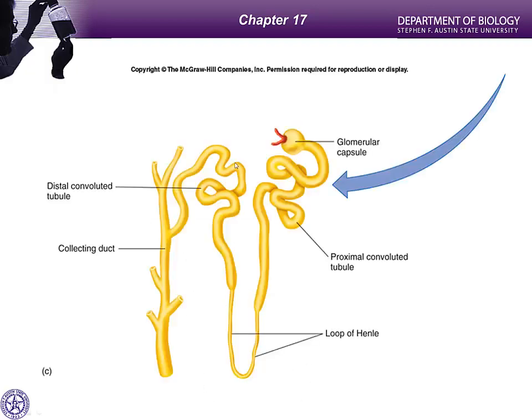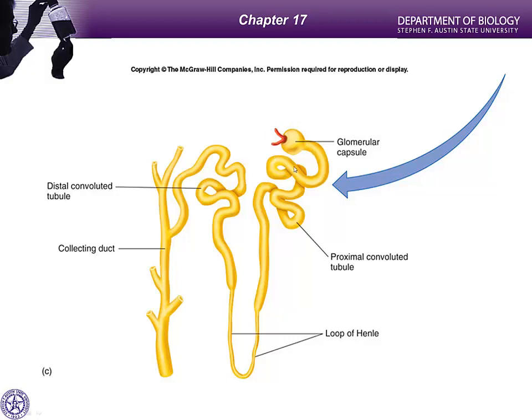So in this illustration, what we're seeing on the outside is our Bowman's capsule. We can see these little blood vessels going inside. The artist doesn't show us a cutaway, so we can't see the glomerulus here. But the glomerulus is on the inside, which makes this entire unit the renal corpuscle.